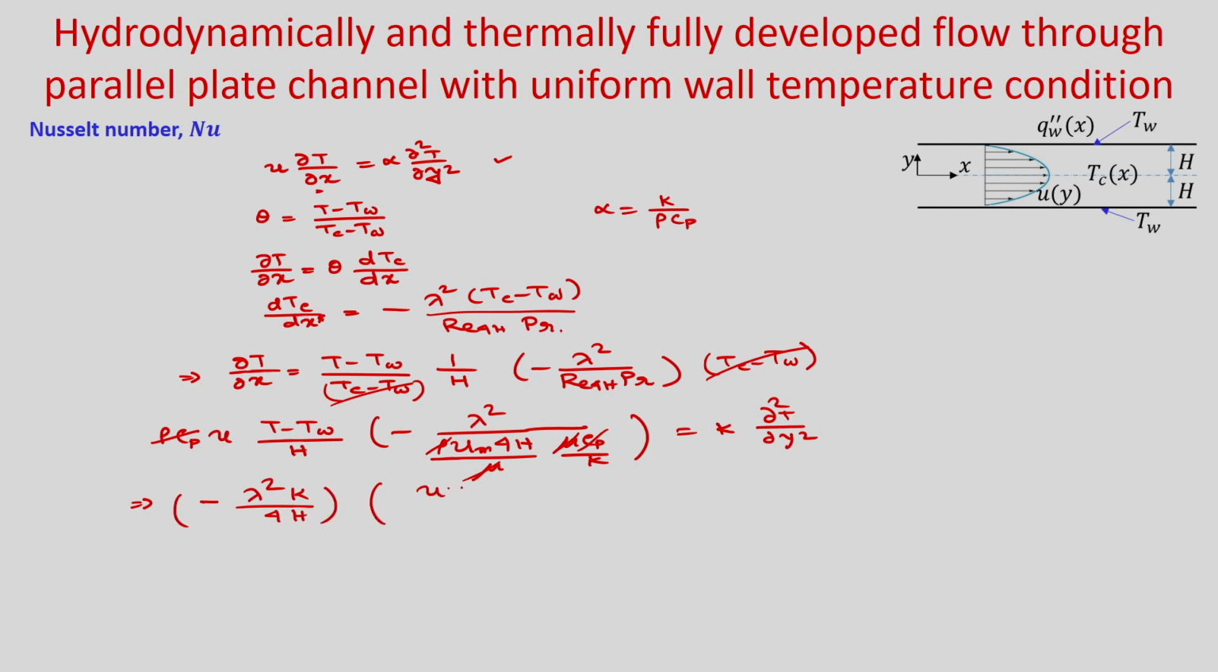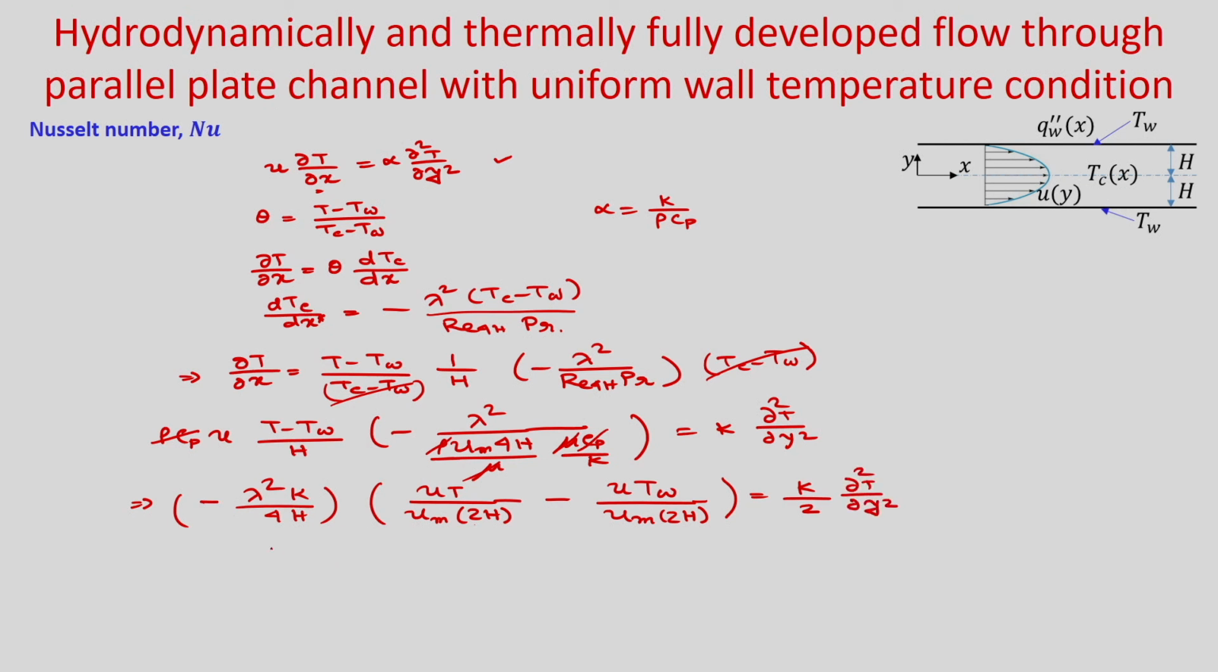Then you can write ut divided by um into 2h, minus utw by um into 2h. 2h I am writing. So on the right hand side also I am dividing by 2, because here I have divided by 2, and you see this h is there and this 2h I have taken. So, k by 2 del 2 t by del y square.